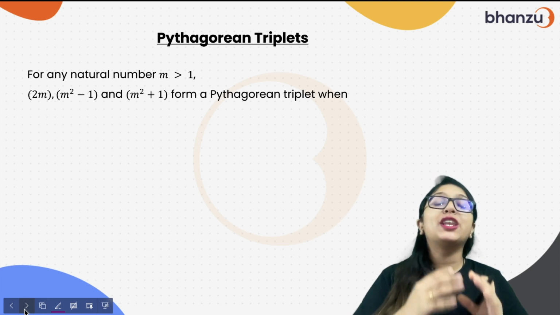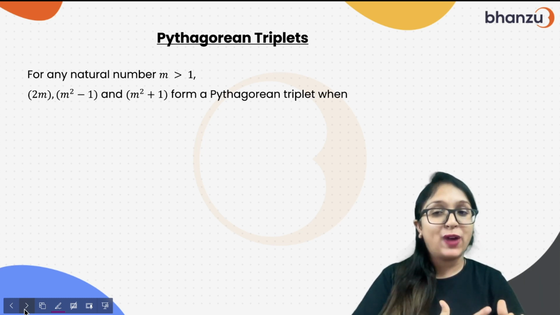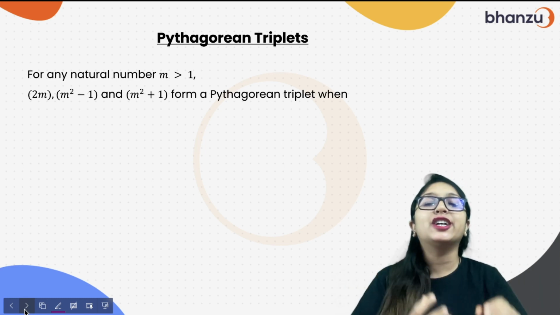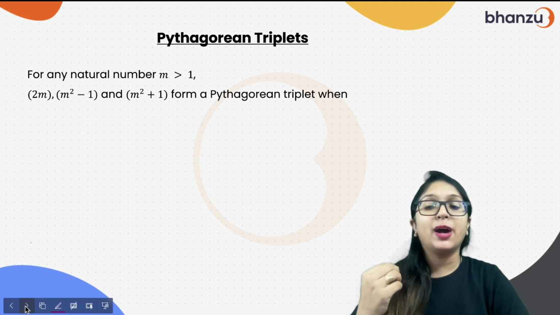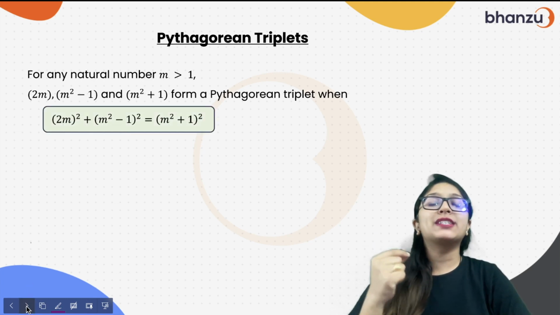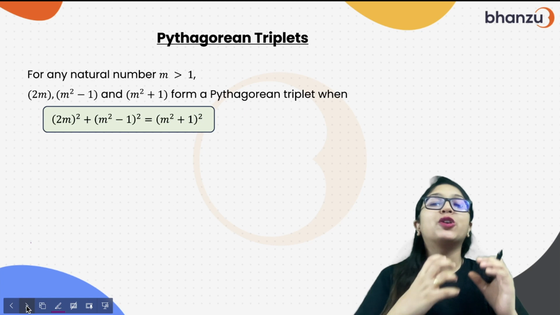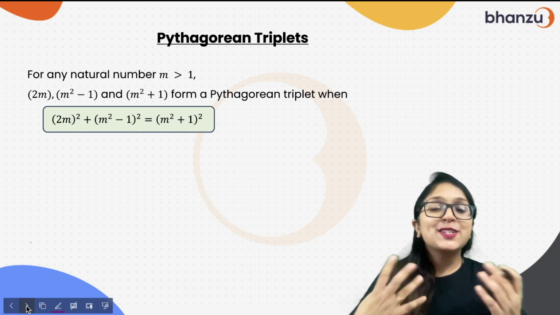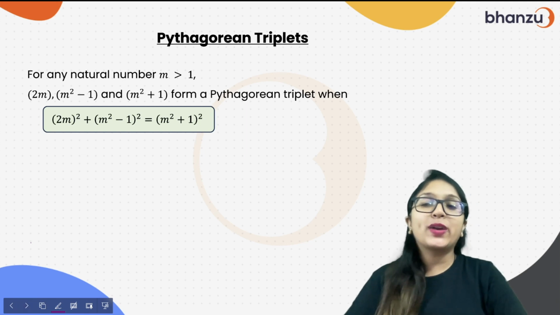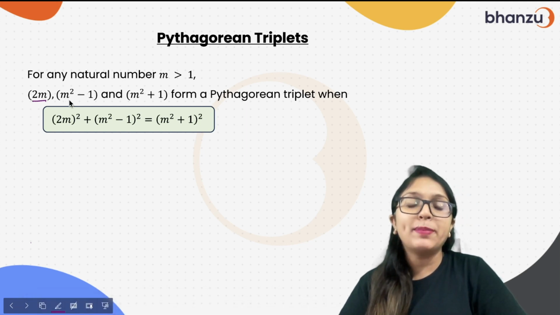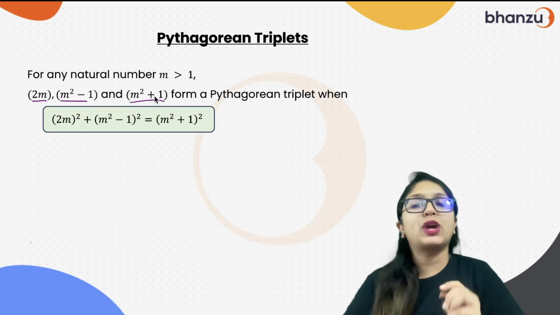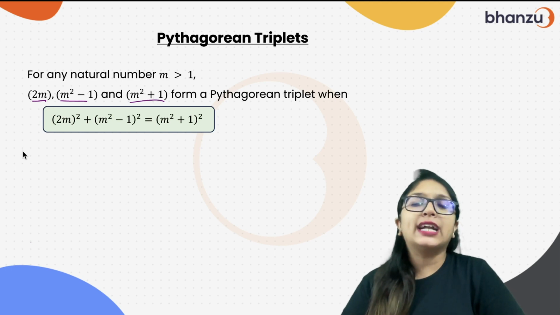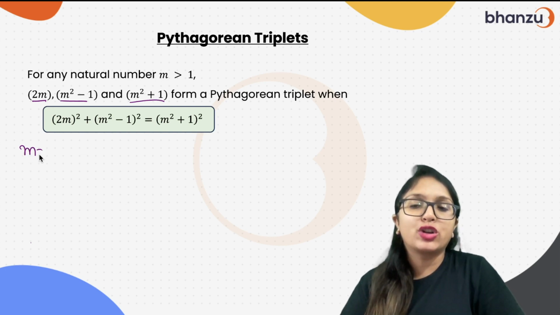For any natural number m which is greater than 1, we can use these three terms and a formula: (2m) square plus (m square minus 1) whole square is equal to (m square plus 1) whole square, to form a Pythagorean triplet. So let's see how we can do it. We have three terms: 2m, m square minus 1 and m square plus 1. Let's take any random number, for example, m is equal to 6.